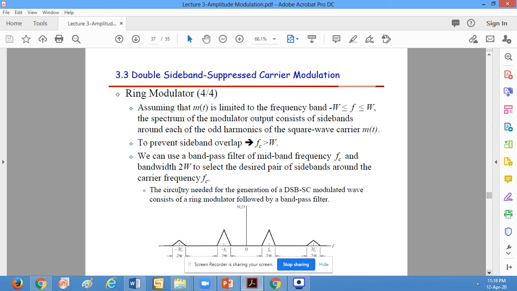So the circuit needed for generating the modulated wave consists of the ring modulator followed by a band pass filter. The band pass filter will extract this part and transmit it.